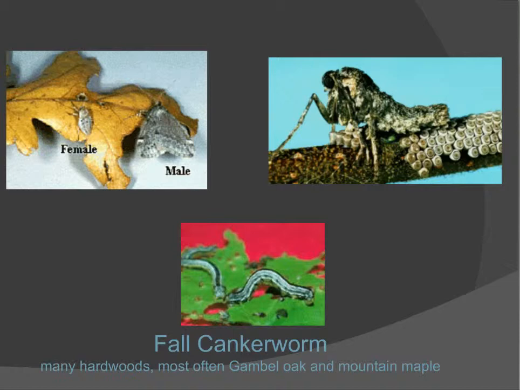They're called fall cankerworm because the male flies in the fall, and you can see the male there has wings. The female does not have wings, and she will crawl up the trunk and lay her eggs, which are very distinctive looking, round, sort of clay colored.